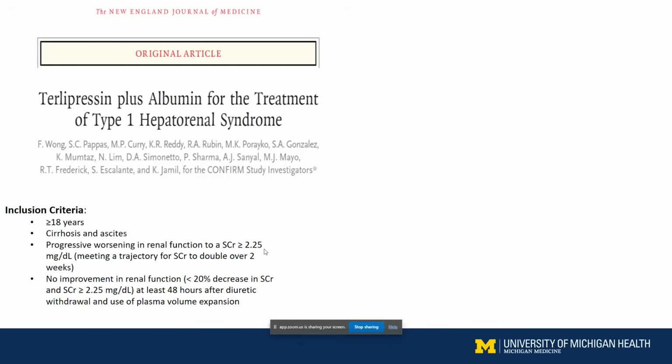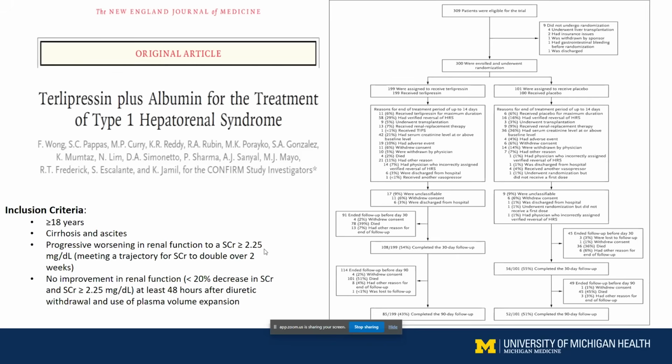So this is the graph. Basically, 309 patients were eligible for the trial. It was a 2-to-1 randomization, so 199 were assigned to receive terlipressin, and 101 were assigned to receive placebo. Finally, 43% completed the 90-day follow-up in the terlipressin arm, and 51% completed the 90-day follow-up in the placebo arm.